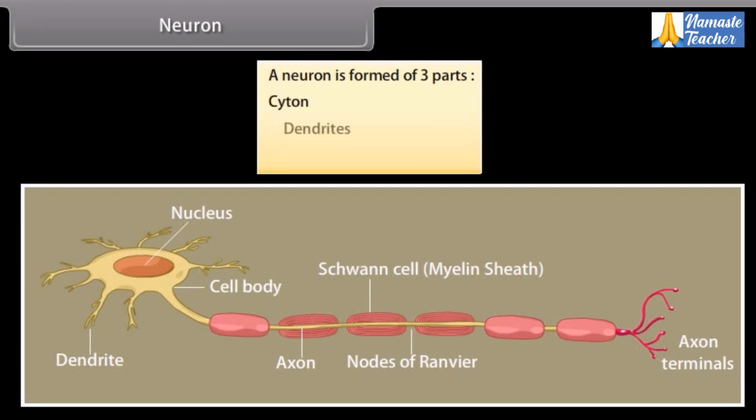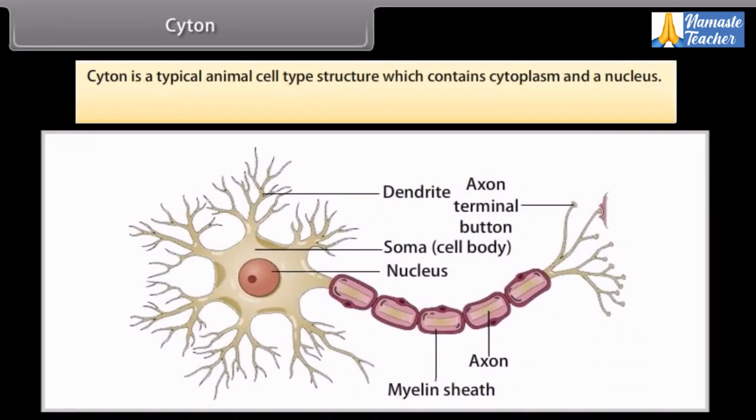Cyton, dendrites, axon. Cyton. Cyton is a typical animal cell type structure which contains cytoplasm and a nucleus. It is spherical in shape and about 4 to 135 μm.